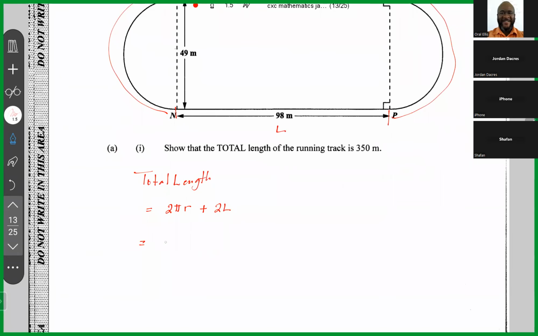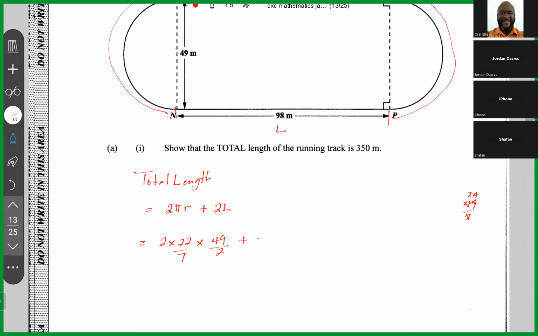So what we have is 2 times 22 over 7 times the radius of the semicircle, which is 49 divided by 2. 49 divided by 2 is 24.5. Sorry, it's 2 pi r, not 2 pi. If I wanted to, instead of putting 24.5, I would simply put 49 divided by 2.